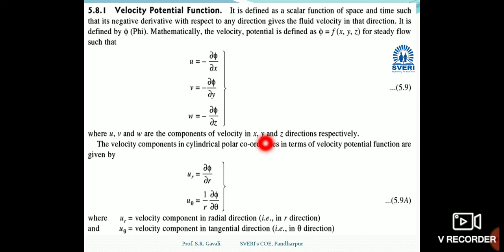And in cylindrical polar coordinates, ur is equal to dou phi by dou r, and u theta, the tangential component, is equal to 1 upon r times dou phi by dou theta. So the negative partial derivative with respect to any direction gives the velocity component in that direction. Here we have to remember always: u is equal to minus dou phi by dou x, v is equal to minus dou phi by dou y, and w is equal to minus dou phi by dou z.